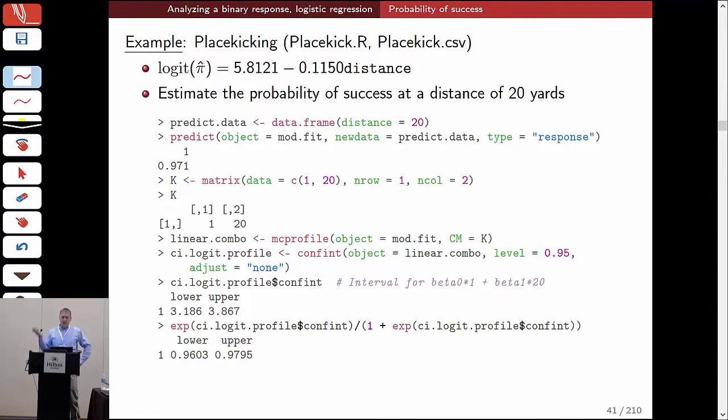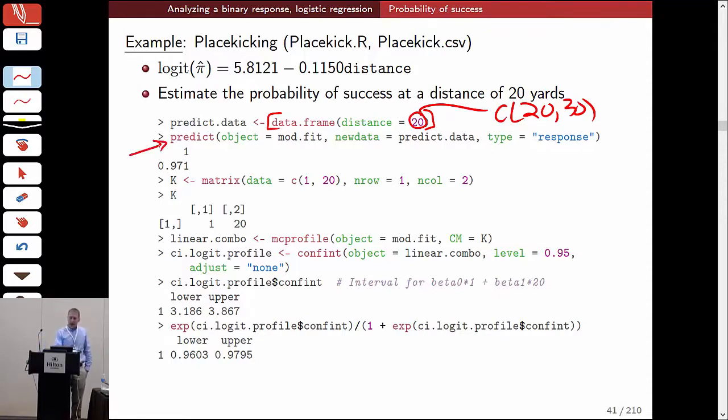This is with the model with just distance in it. What I'd like to be able to do is estimate the probability of success at a distance of 20 yards. There are a few different ways that you can do that. The main way is, first of all, to create a data frame in R, meaning a data set, that has what you want to predict at in terms of your x's. So let's do distance equal 20. If I had, let's say, a distance of 20 and 30, all I do is replace that 20 with a combination of 20 and 30. I put that in an object called predict.data.